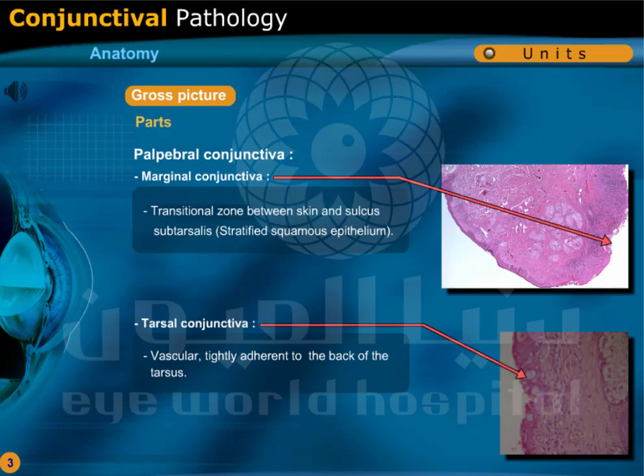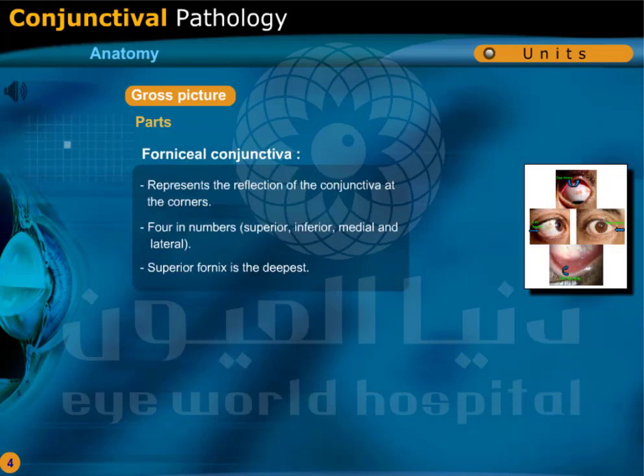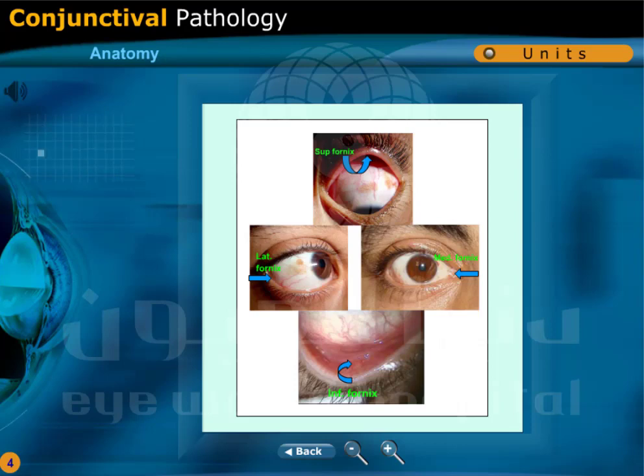Palpebral conjunctiva. Marginal conjunctiva is a transitional zone between skin and sulcus subtarsalis formed of stratified squamous epithelium. Tarsal conjunctiva is vascular and tightly adherent to the back of the tarsus. Fornicele conjunctiva represents the reflection of the conjunctiva at the corners, 4 in number: superior, inferior, medial, and lateral. The superior fornix is the deepest.